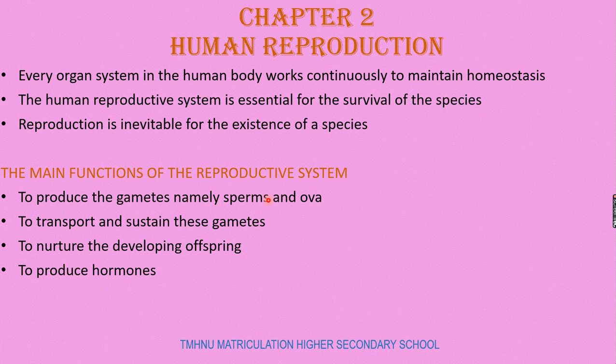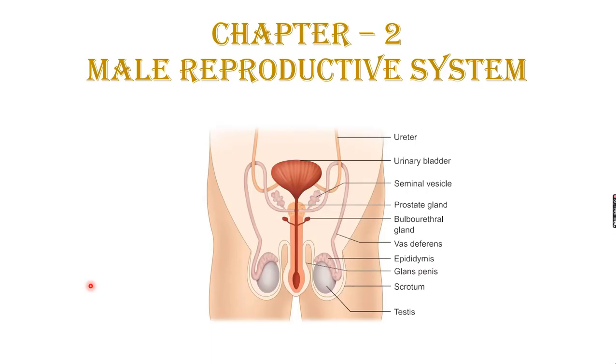The major functions of the reproductive system are to produce the gametes, whether sperm or ova, to transport these gametes, to nurture or nourish the developing young one or offspring, and to produce the hormones. So first we are going to revise the male reproductive organs.